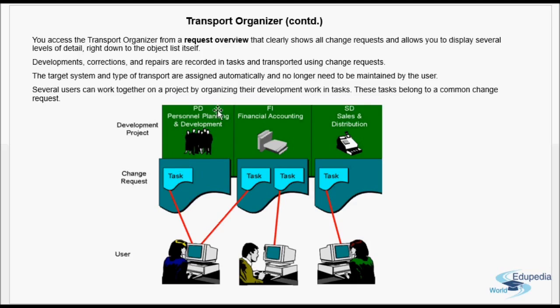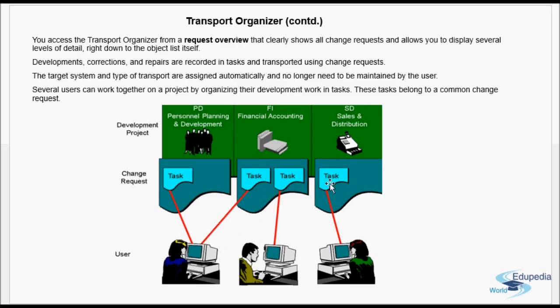Here we have 3 types of divisions: personnel planning and development, financial, and sales and distribution. These are the users, and each user can create a task. A change request has n number of tasks, and each task is mapped to a particular object which is being modified or created. See, this change request has only one task, this change request has 2 tasks, and each task is worked on by different users.